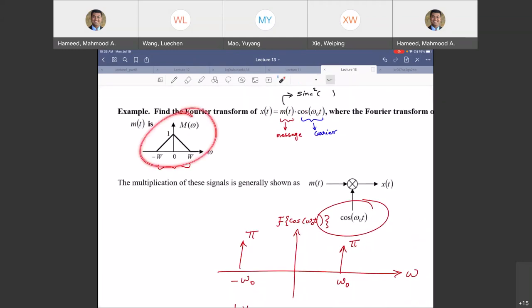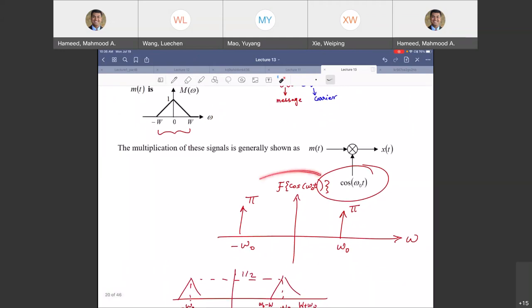All right, so you have this m of t getting multiplied with a cosine. In the time domain, it's getting multiplied. In the frequency domain, what are you doing? The Fourier transform of the message is supposed to be like that, just an assumption. The Fourier transform of a cosine is this, two impulses, one at omega naught, one at negative omega naught with a weight of pi. When this gets convolved with this guy, what do you get? You get frequency shifts. This guy is going to shift over here, and this guy is going to shift over here, right? So you're going to get something like this.